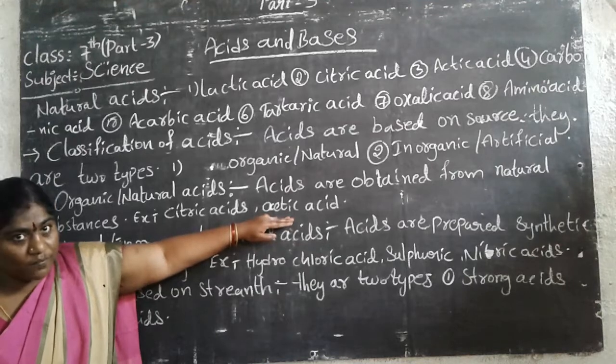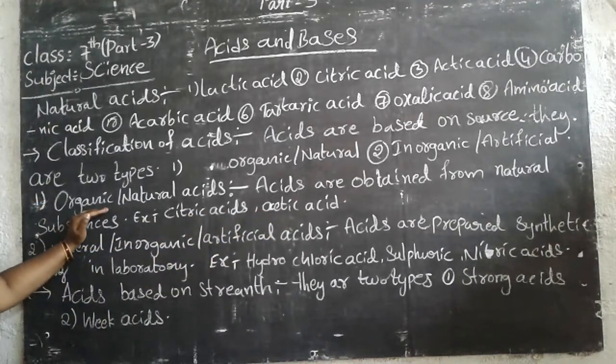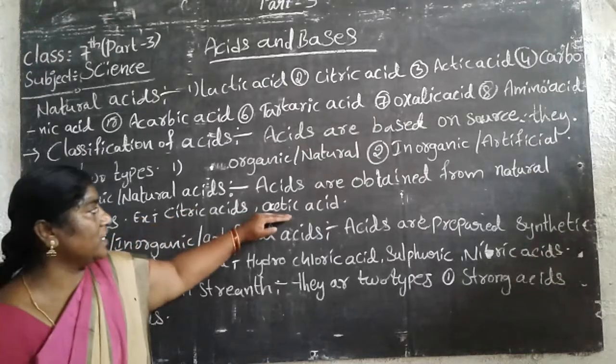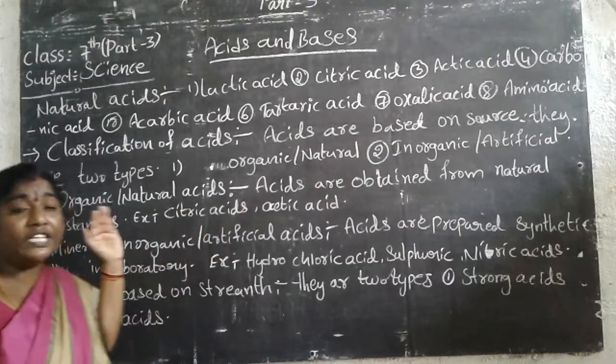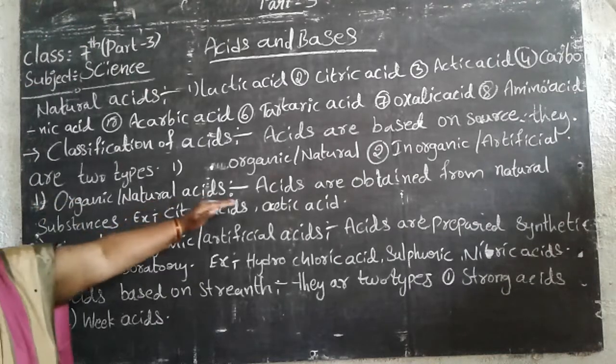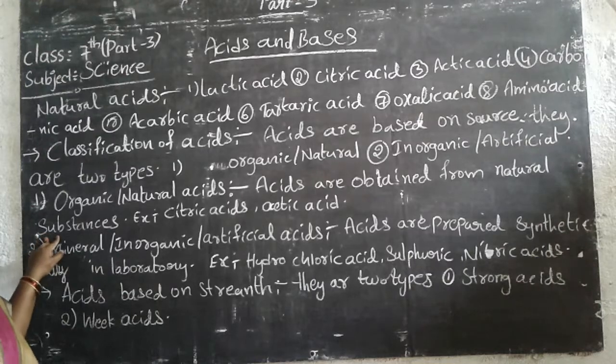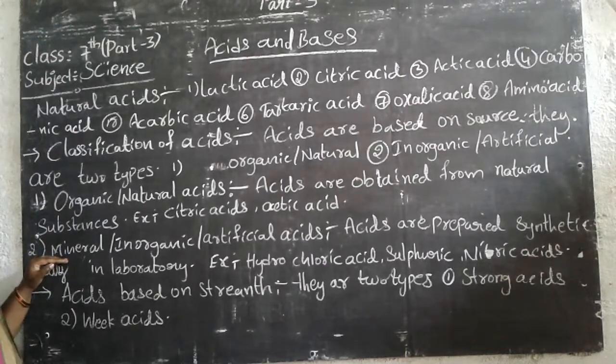These are the examples of natural acids: citric acid, acetic acid. What is that? Acids obtained from natural substances are called organic or natural acids. The second one is inorganic or artificial or mineral acids.